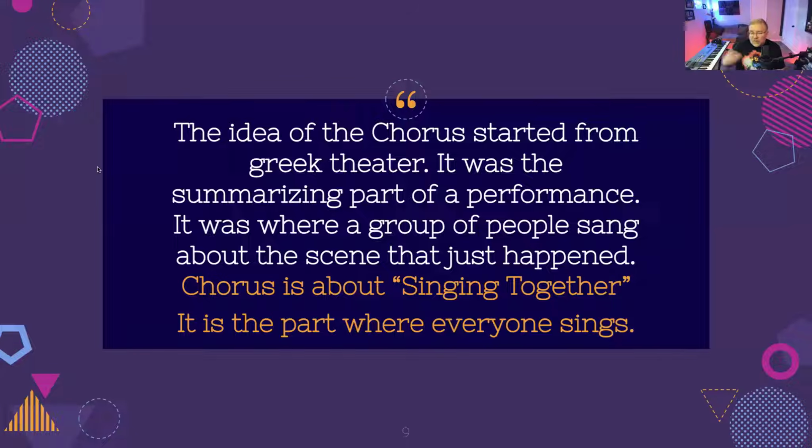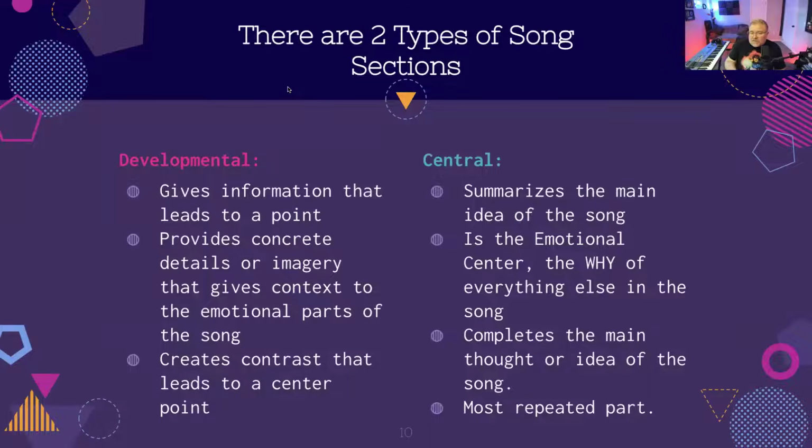So it's kind of like, what just happened in the verse, here's the chorus that's singing about what we've just learned. The concept goes back quite a long ways, and it's been adapted into modern music where we're used to having a chorus. So there are two types of song sections then. You have developmental sections, and then you have central sections. Every part of your song is going to be doing one of these things.